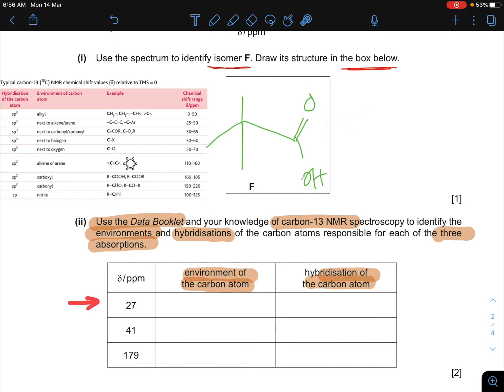Chemical shift values they've already given us, right? So first value is 27. If you look into the table, that would be this alkyl group. Its range is from 0 to 50. So it would be an alkyl group, right? And that would be these 3 carbon atoms. They would give a peak at 27 parts per million. So the environment of the carbon atom, we can say, is an alkyl group.